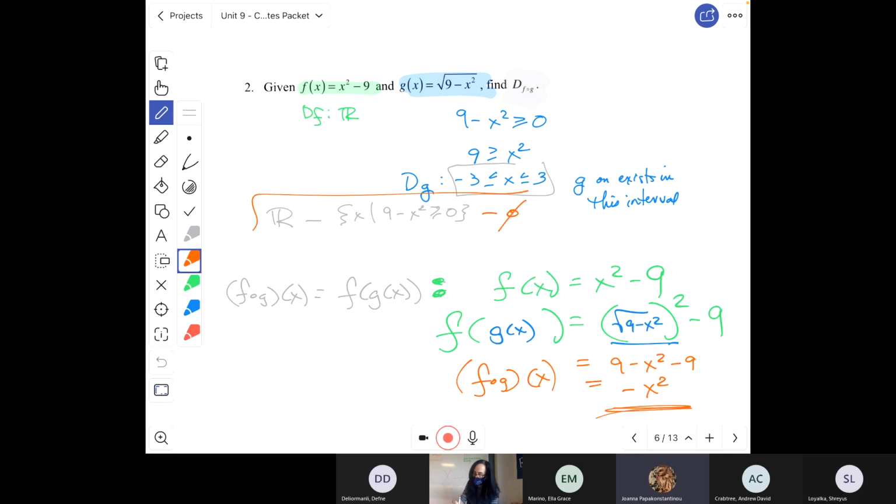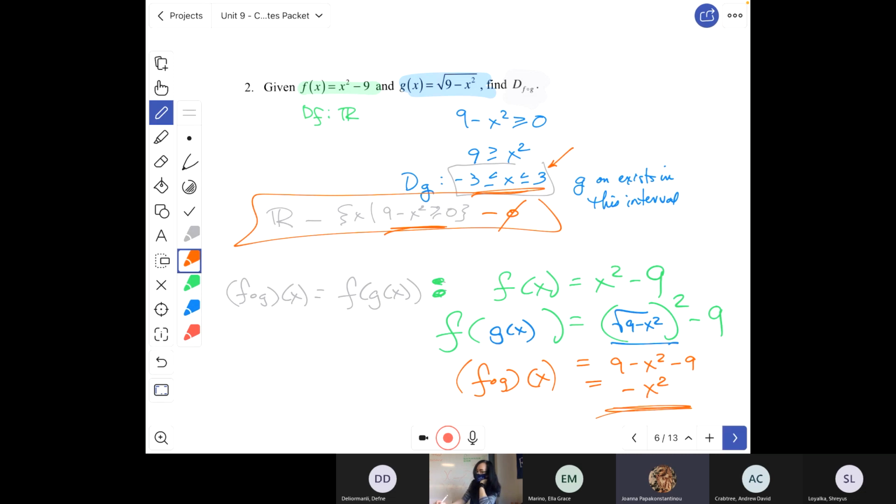So my domain is really just this. So that's how you find the domain. Would that be x is an element of all real numbers except? You can write it like this or you can write it like that. I don't care. Oh, okay.